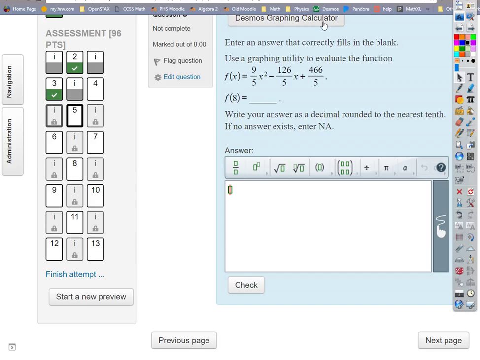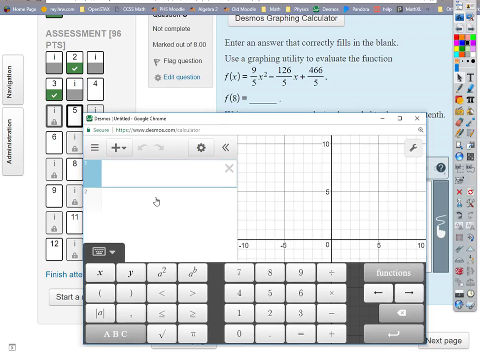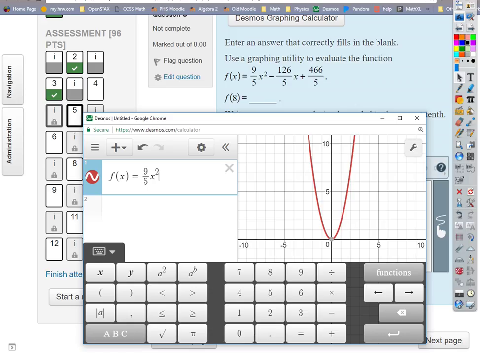So we'll just open up Desmos. And we're just going to define the function. We have to use function notation because we're going to use this as a function, right? So we just say f of x equals 9/5 x squared minus 126 x plus 466. Okay, so there's our function.